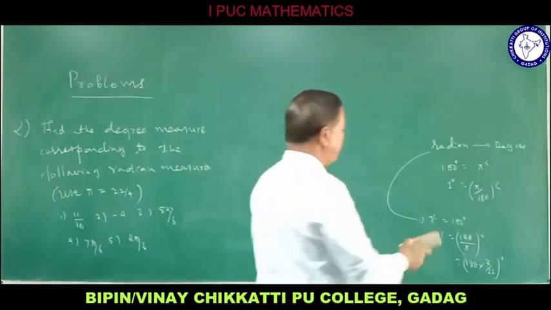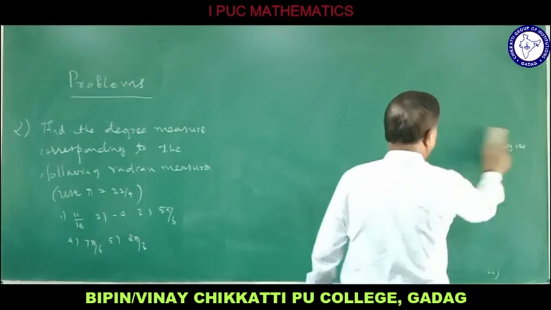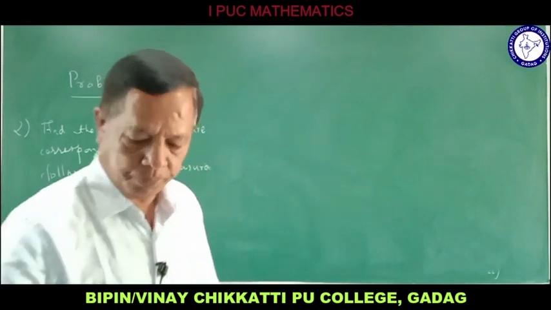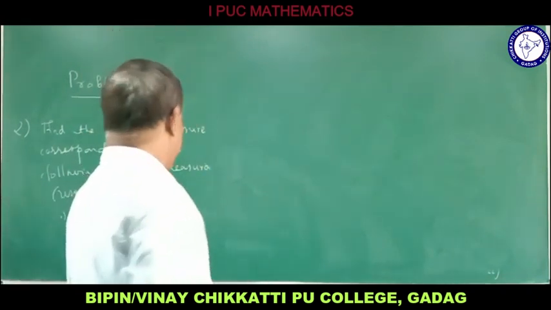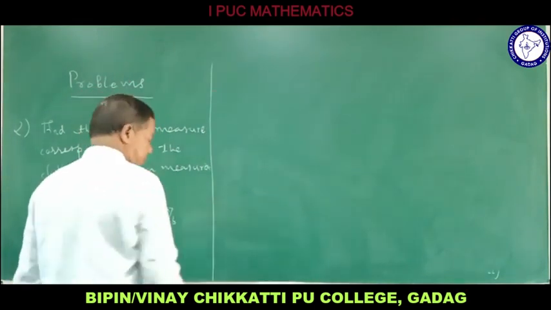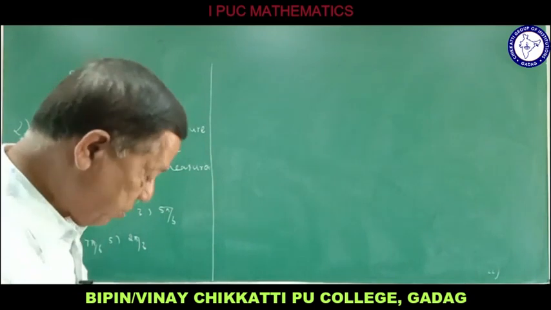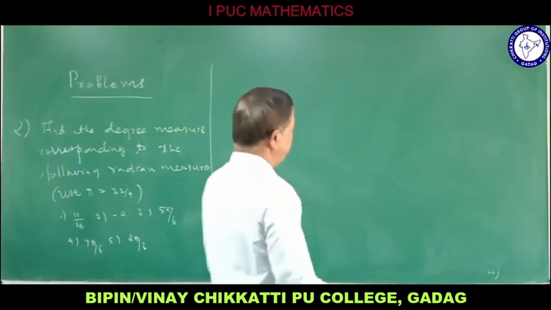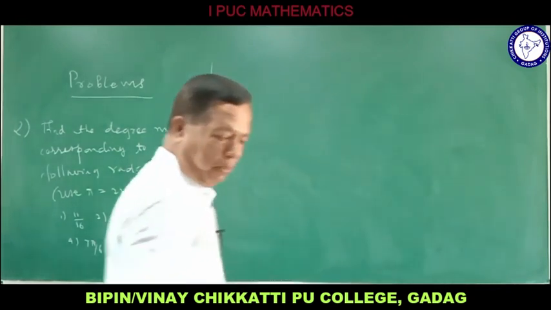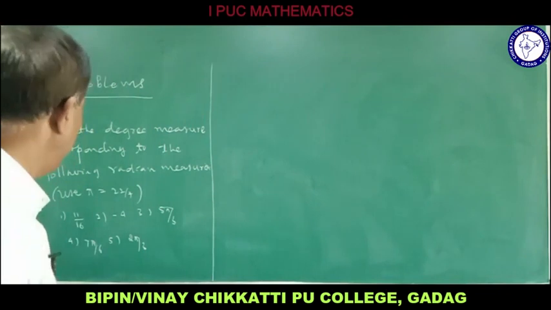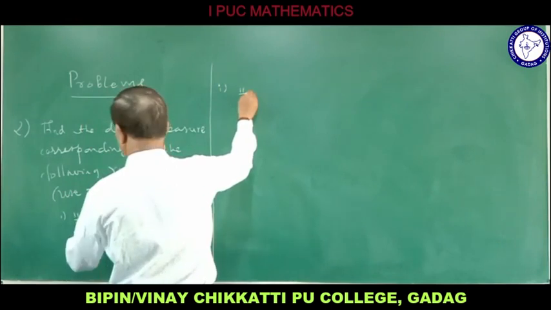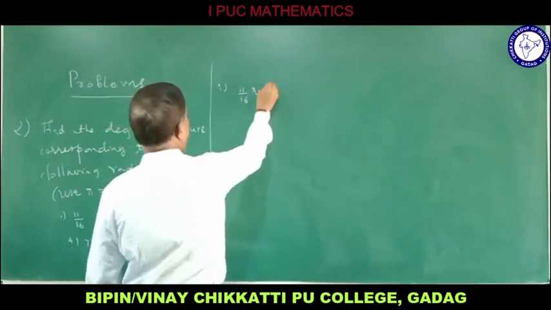Afterwards, we see that the remaining problems can be worked out easily. Look at the first problem. I want to go into detail, because once you understand one problem, I hope no explanation is needed in the successive problems. What is the problem here? The first one is 11 by 16 radians.